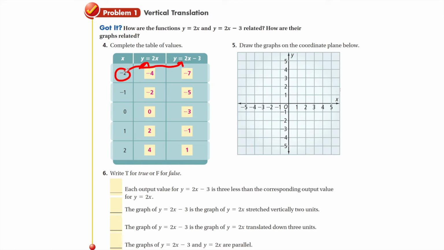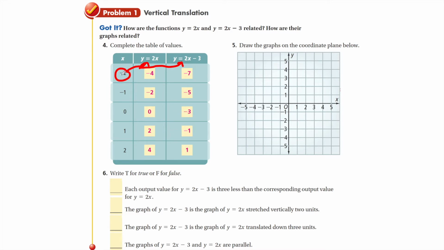All right, so negative 2 times 2 gives you negative 4. Negative 1 times 2 gives you negative 2. 0 times 2 gives you 0, and so on and so forth down. For the other equation, negative 2 times 2 gives you negative 4, minus 3 gives you negative 7. Then negative 5, negative 3, and so on and so forth.